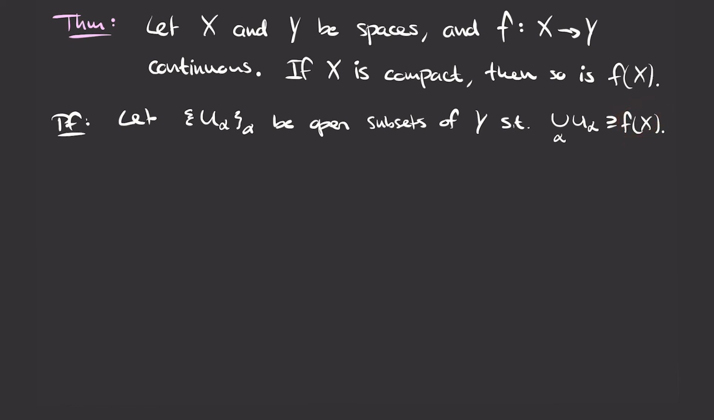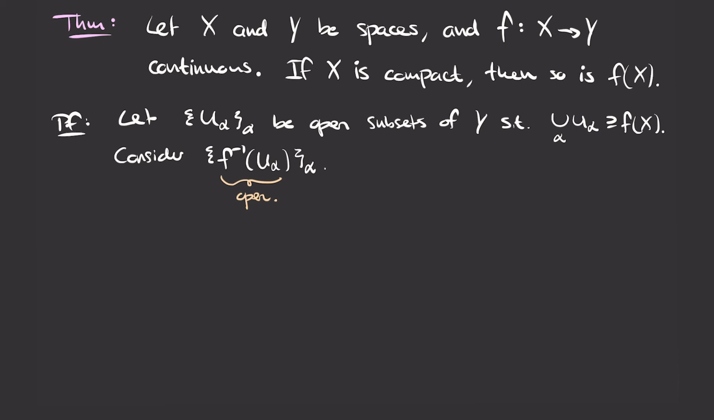And again, as I said before, we're going to pull back these U alpha to the space X along f. So we consider the collection f inverse of U alpha, again indexed by the same index set. These here are the pre-images of the U alphas under f. And we know that these pre-images are going to be open because f is continuous and the U alphas are open. In order to show that these are actually an open cover of the space X, we need to show that their union is equal to X.